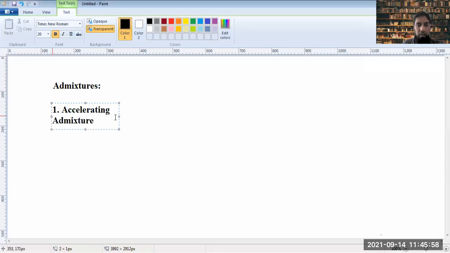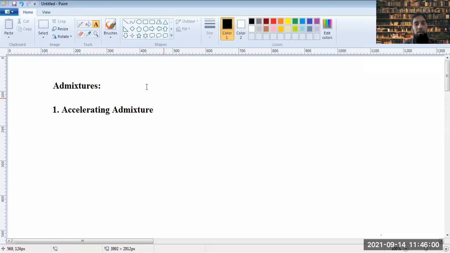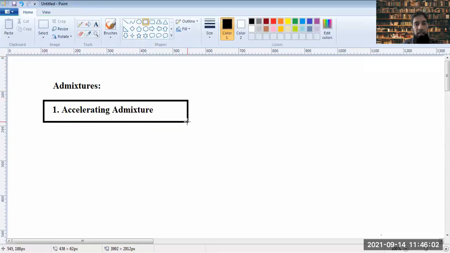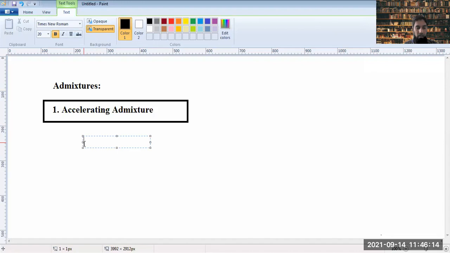Now, what is an accelerating admixture? What does the term accelerating mean? Accelerating means you are accelerating some process. You are actually increasing the rate of certain processes. That is accelerating. And what is the process that we are actually increasing?